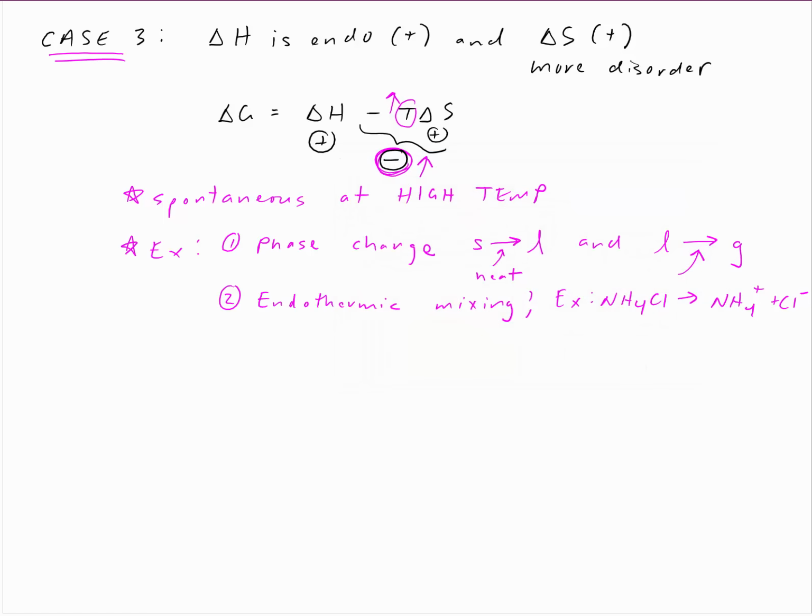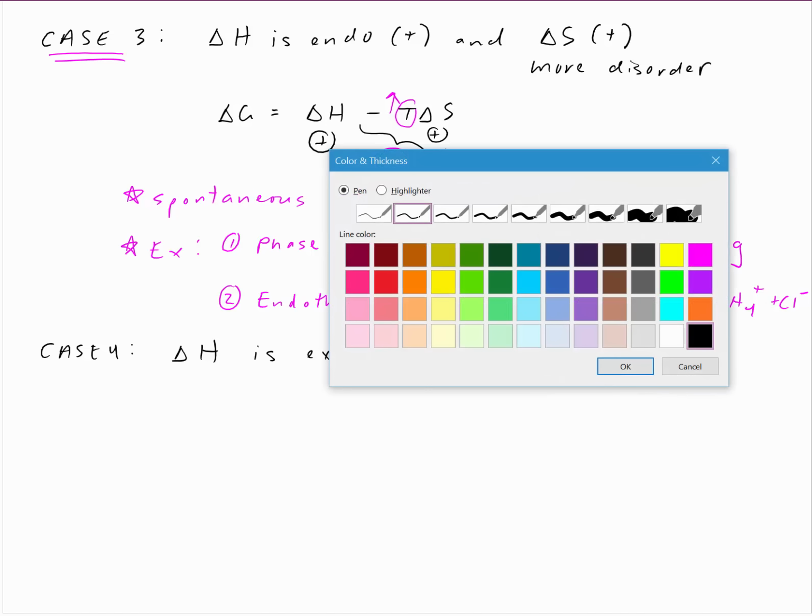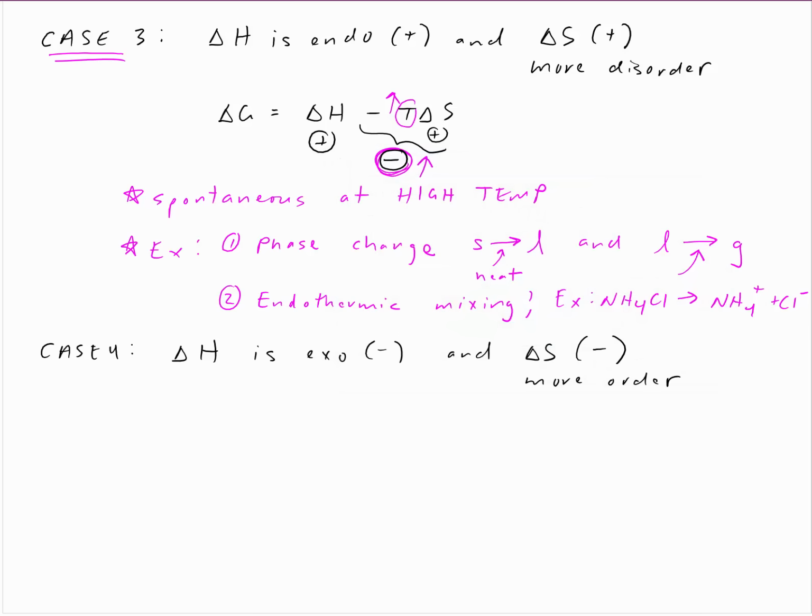Okay, so case 4, here's the last one, and this is when delta H is exothermic, and there's more order happening as a result. So let's write our equation. Delta G = delta H minus T delta S. So this would be negative. This term right here would be negative, making this whole term positive.